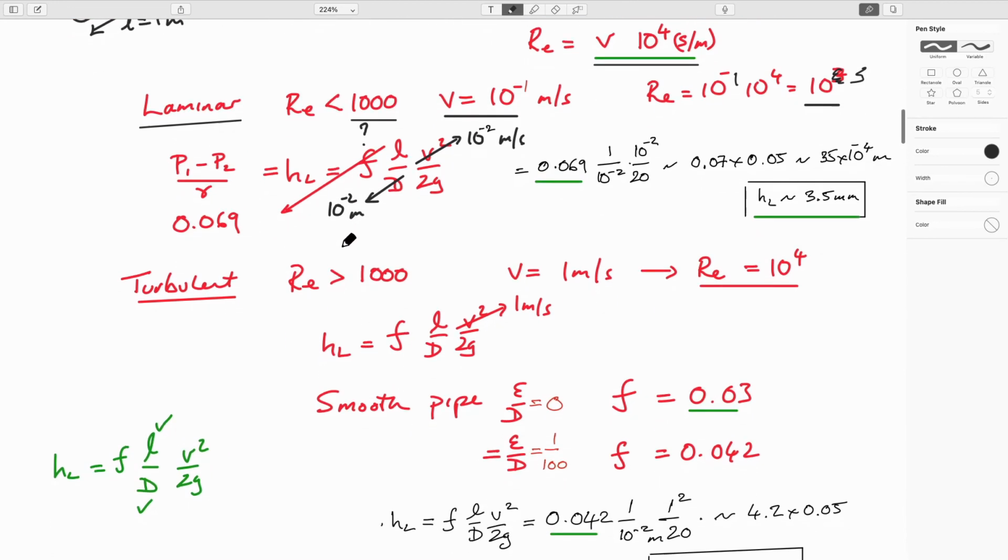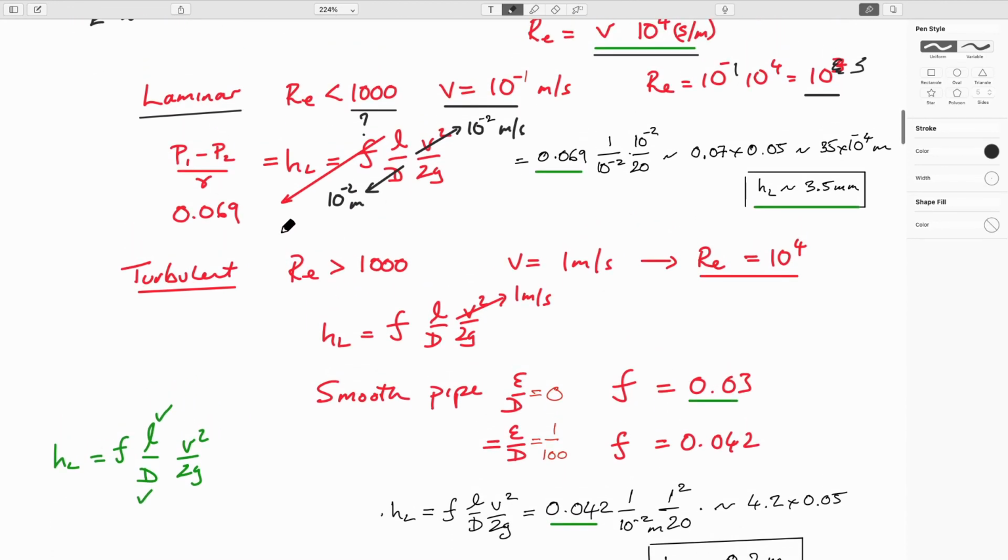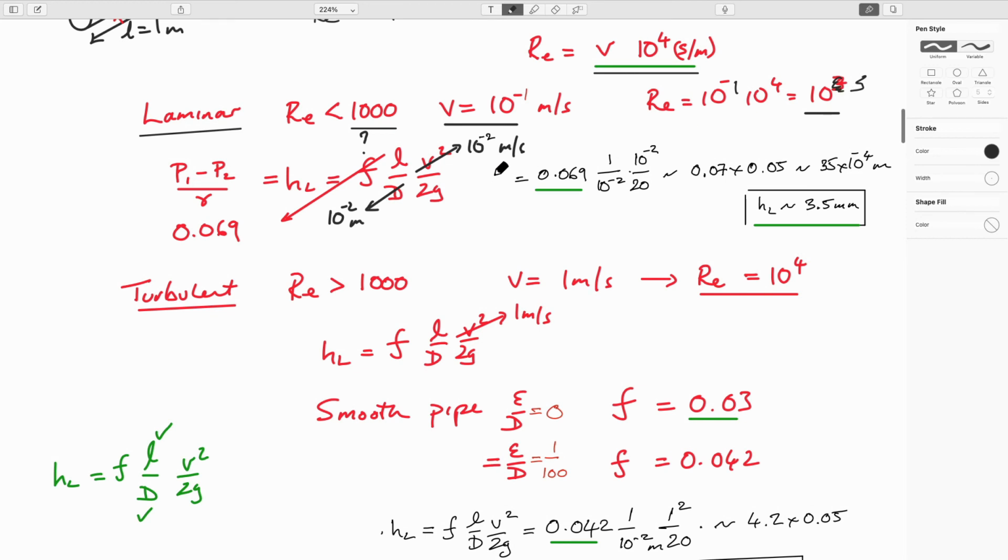Not to get too pedantic about this, but if this is equal to 10 to the 3, then this is equal to 10 to the minus 1 in this case. I should get rid of these and put the right numbers in so we can do the calculation. So what is this? This velocity is equal to 10 to the minus 1 squared. This friction factor is equal to 0.064.